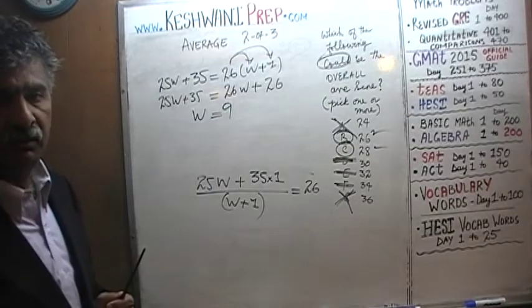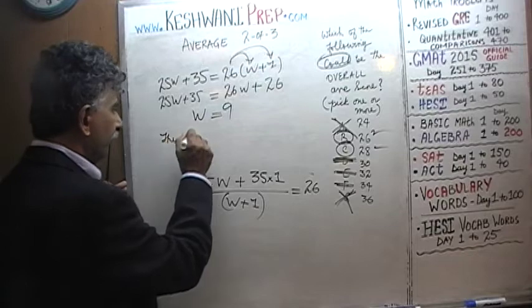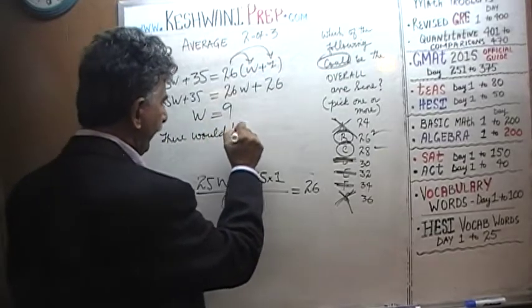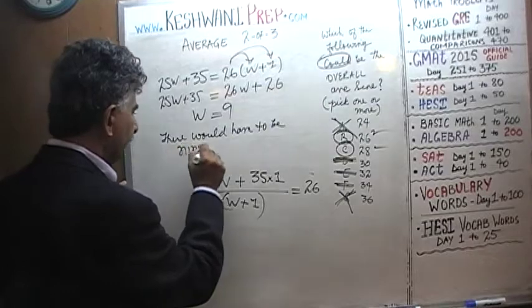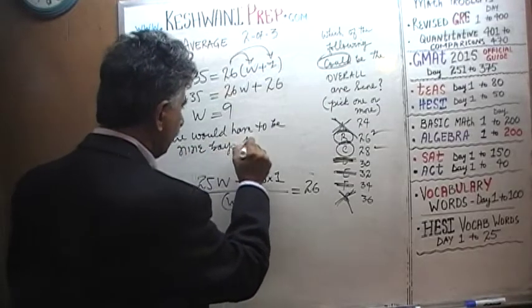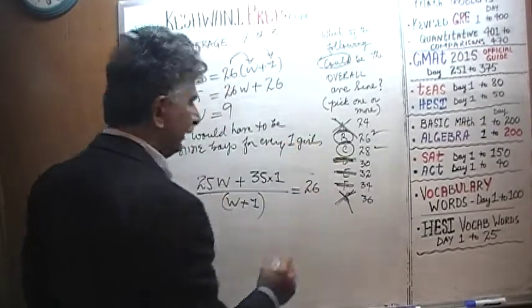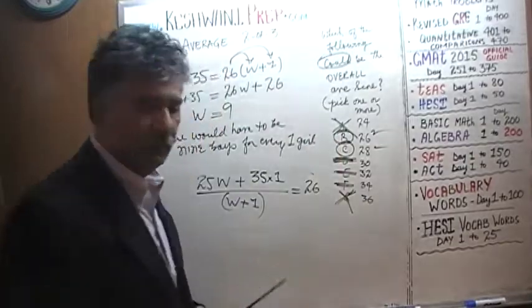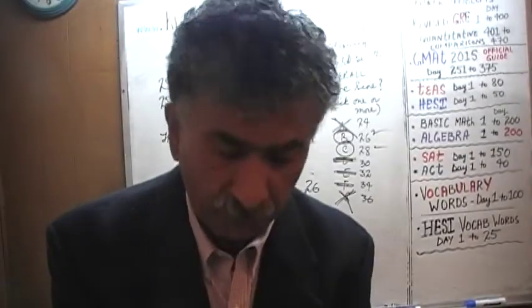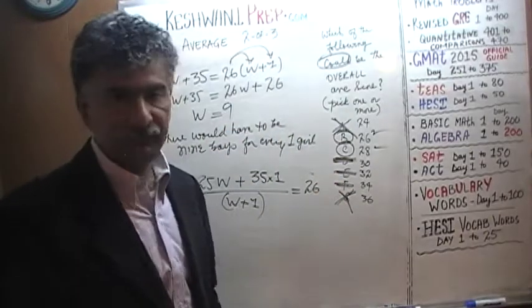There's your answer. We're claiming that there would have to be 9 boys for every 1 girl in this class, for every 1 girl, not girls, in order for the overall average in this scenario to be exactly 26.